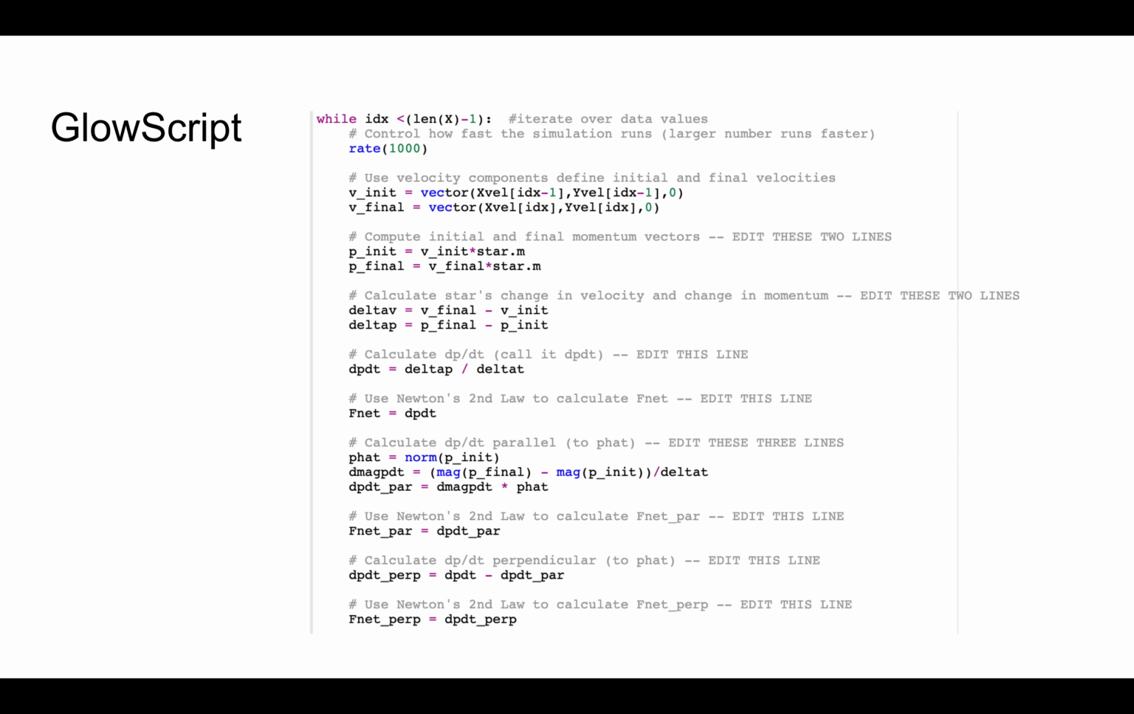So I plugged all of these equations into GlowScript, and this is the code that I came up with. I derived all these from the momentum principle and Newton's second law, where I found the initial velocity, the final velocity, initial momentum, final momentum, change in velocity, change in momentum, dp/dt, net force equals dp/dt via the momentum principle, and all of the other corresponding things that I would need to use to find the mass of the black hole.